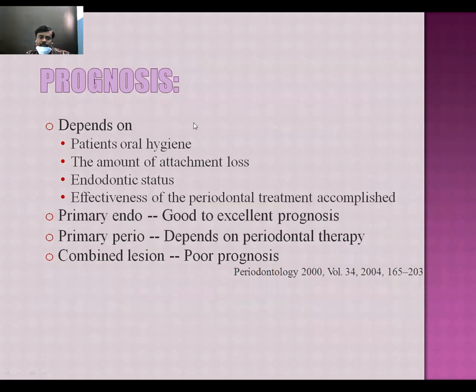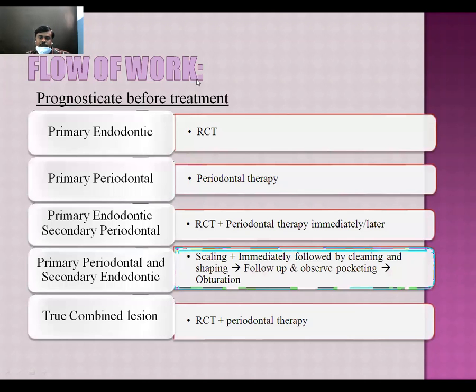So always, the prognosis of perio-endo lesions depends on the patient's oral hygiene, the amount of attachment loss around the tooth, endodontic status, and effectiveness of your periodontal treatment. Primary endo always has an excellent prognosis. Primary perio has a fair to good prognosis. Combined lesions will always have a poor or questionable prognosis. So this is how you will treat your patient accordingly.